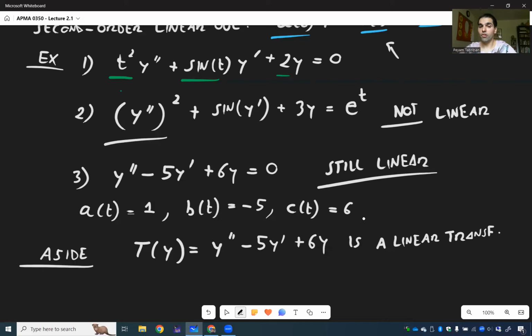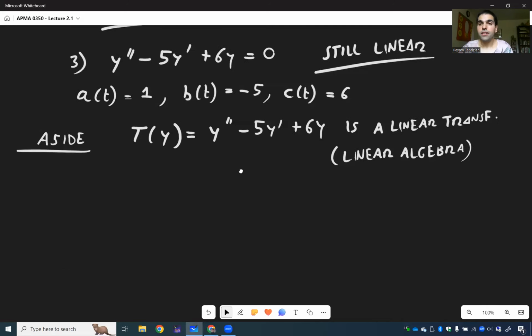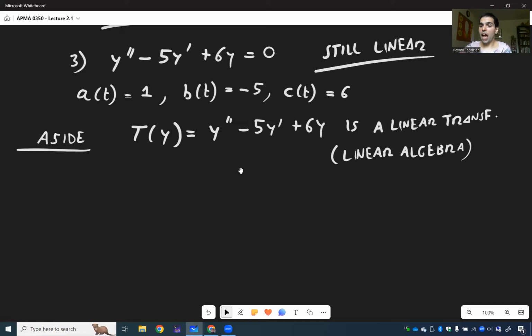Transformation, which you may have learned from linear algebra. If this doesn't make any sense to you, don't worry. We'll not really mention this any further. Okay. Now, once again, we have those linear differential equations, but also a bit of nonlinear ones.